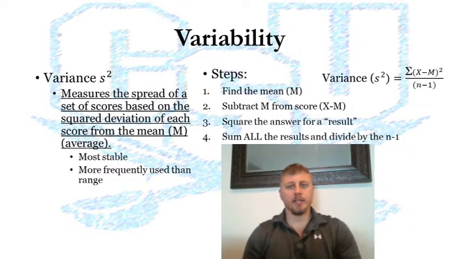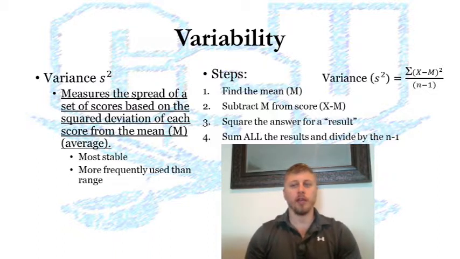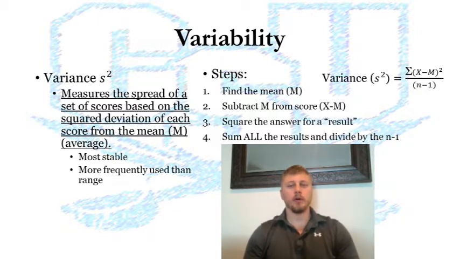All right, and under variability, unlike range, we are going to spend a little more time going over this. Obviously, there are a few more steps involved. There's more of a definition, and if you look at the mathematical process, you can see it's a little more complicated than just taking one number and subtracting it from another. So variance measures the spread of a set of scores based on the squared deviation of each score from the mean. So very wordy. Let's put that into context. It seems more simplified.